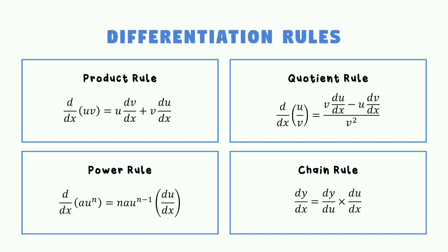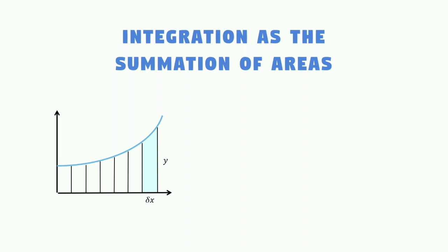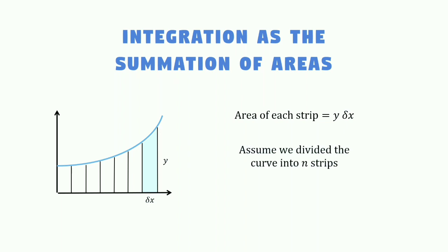Next, let's learn about integration. First, let's understand how it's possible for us to find the area under a curve by integration. Take a look at this area under the curve. We can divide this region into many small strips, where each strip has a height of y and a base of delta x. Thus, the area of each strip is y times delta x. Now let's say that we divided this area under the curve into n smaller strips. Then we can say that the area of the n strips is the summation of y times delta x.